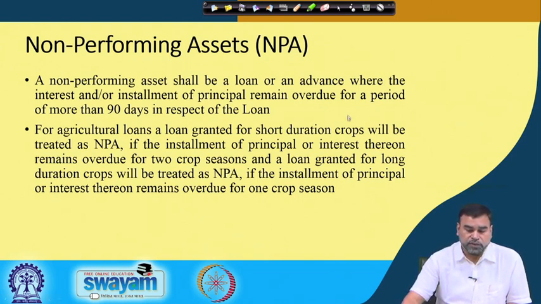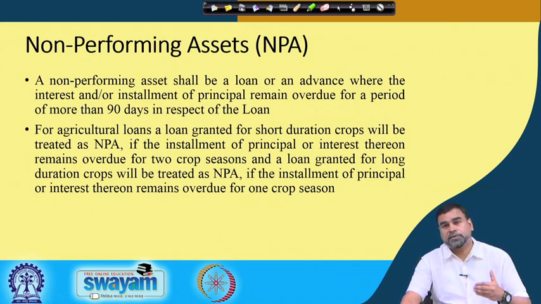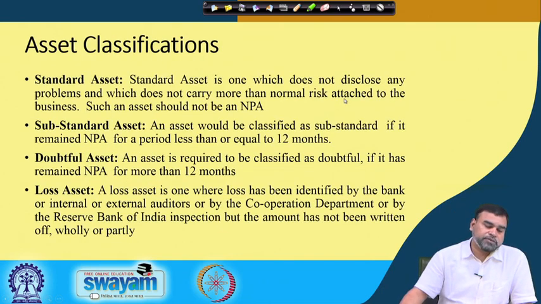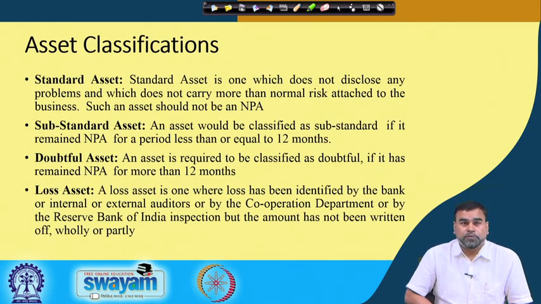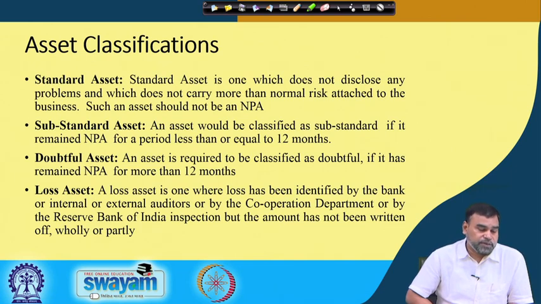So, let us see that whenever we are talking about NPA, then obviously there is a classification of the assets. The assets are classified in different ways whenever we define the NPA for a particular commercial bank. Then how are the assets classified? If you see, a commercial bank's assets are basically classified into four types: standard asset, substandard asset, doubtful asset and loss asset.